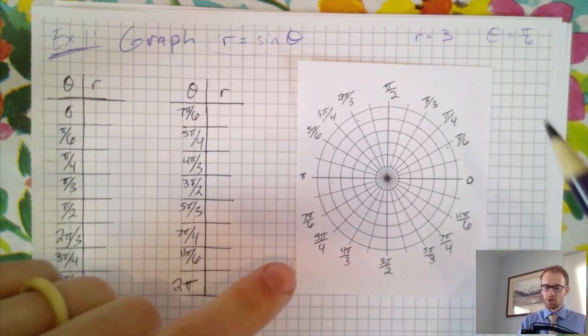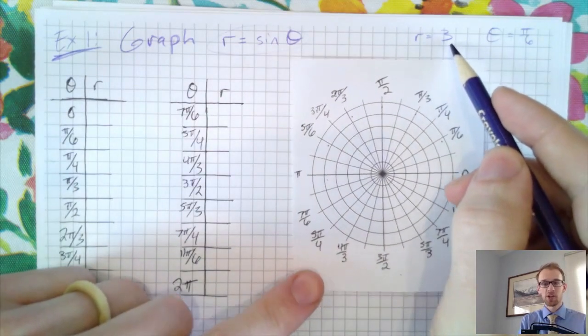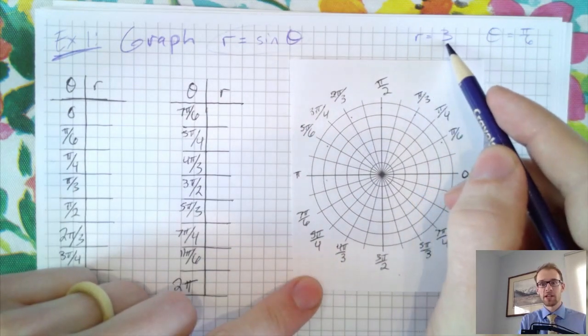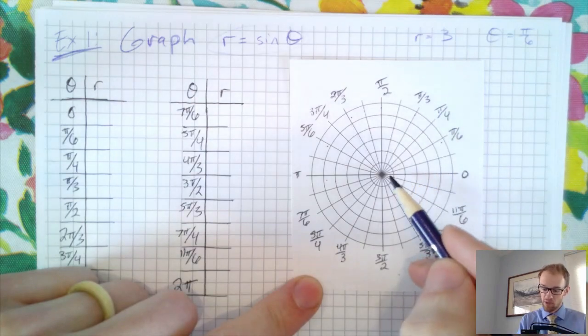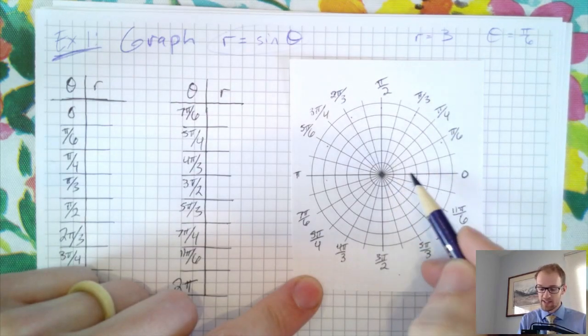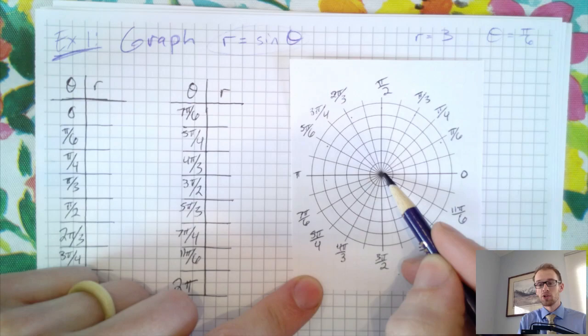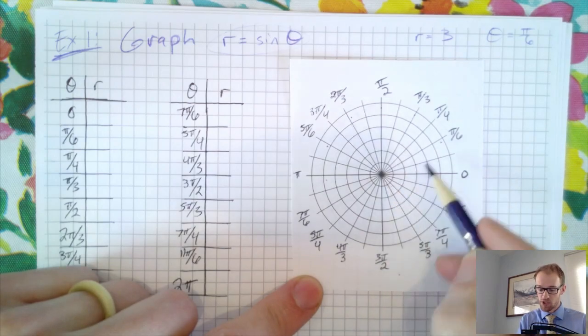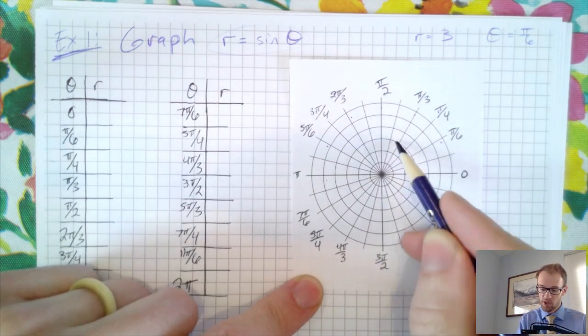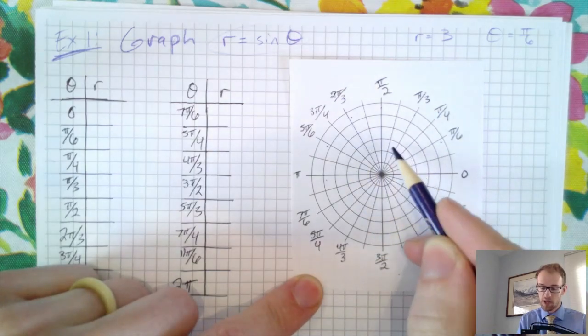I put these things up here just as a reminder of what they look like on the graph. r equals 3, well, that's a circle. r, remember, is the radius, the distance from the origin. So the distance from the origin equals 3. That would be all the points that are 3 units away from the origin, making up that circle.